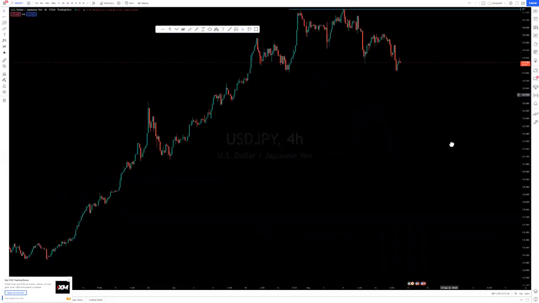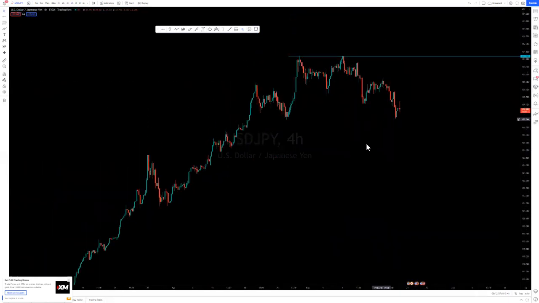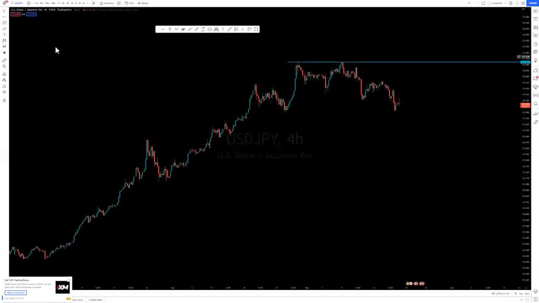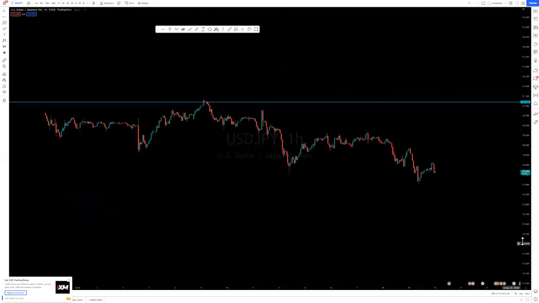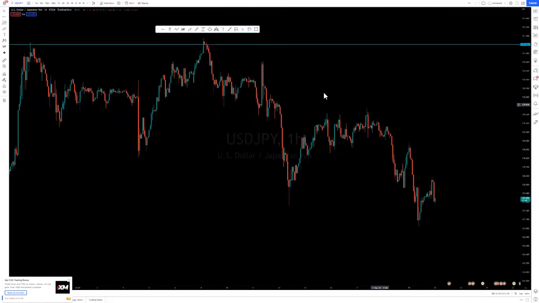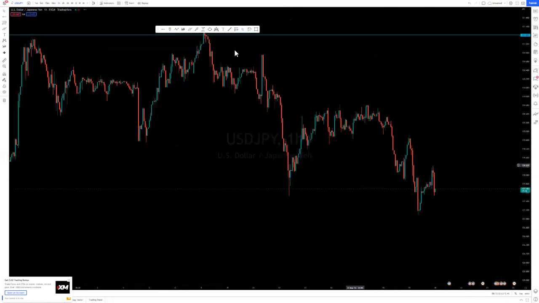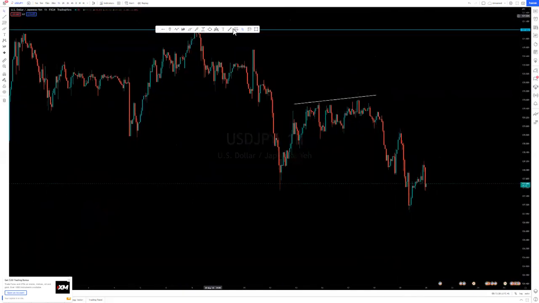So in the 4 hour, guys, you could see that there was a head and shoulder setup. So I'll go to the 1 hour because I see the head and shoulder setup there. It's just up to me how I will execute this one. As expected, the head and shoulder setup played out impulsively, and then you had this correction.